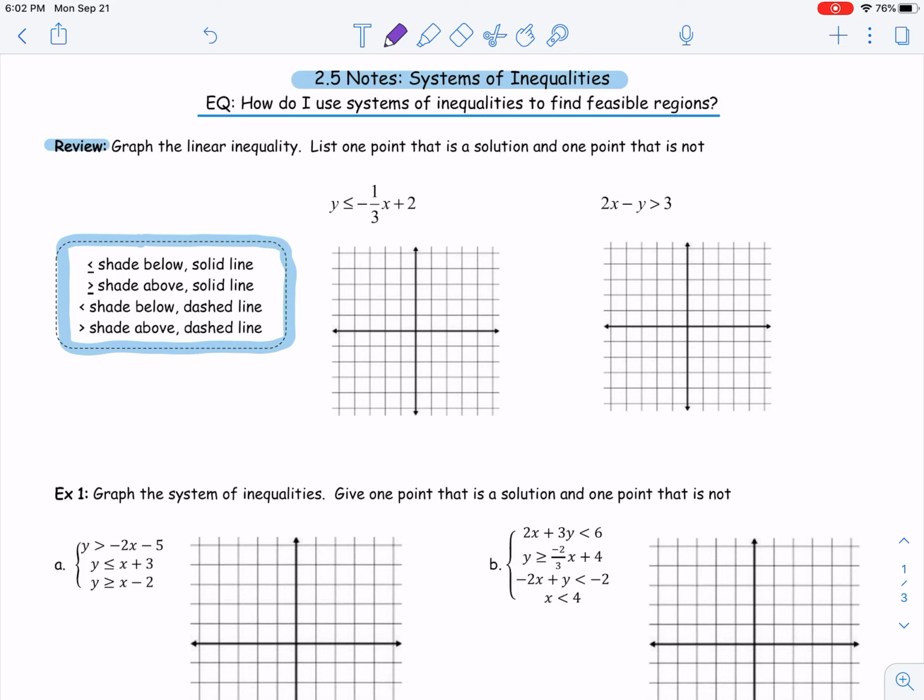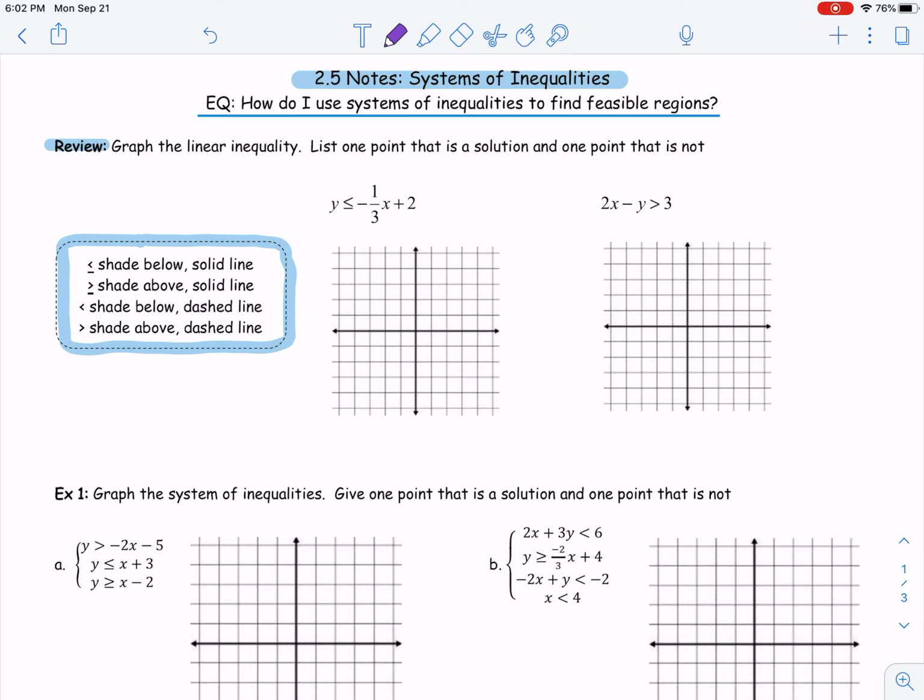So we are going to graph the linear inequality, and then we're going to list one point that is a solution and one point that is not a solution. So these first two are just given one linear inequality. So this is just a review. This is something that you should know how to do.